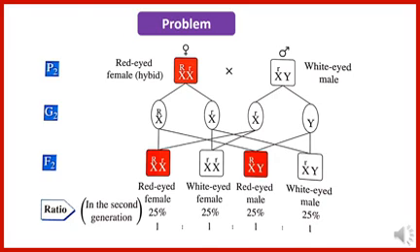A female red-eyed hybrid with R capital and r small. A white-eyed pure female with r small on both of its X chromosomes. A red-eyed male with R capital on its X chromosome. A white-eyed male with r small on its X chromosome. Here the ratio will be different. We will have 25% red-eyed female, 25% white-eyed female, 25% red-eyed male, and 25% white-eyed male.